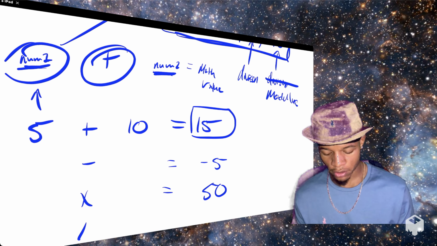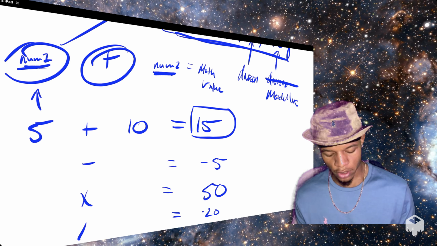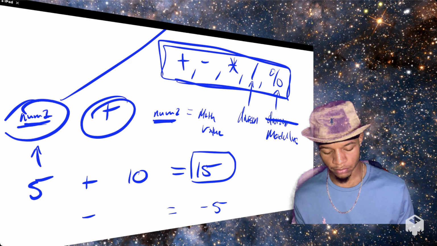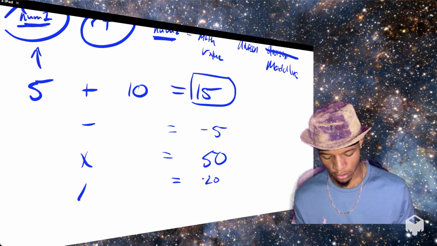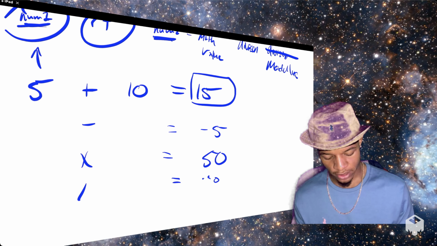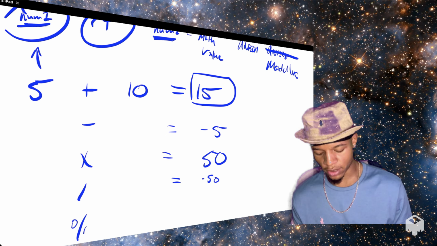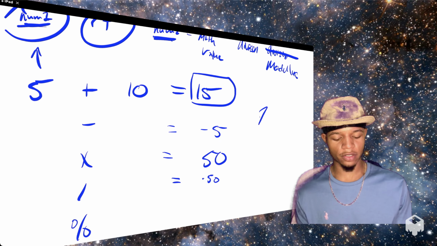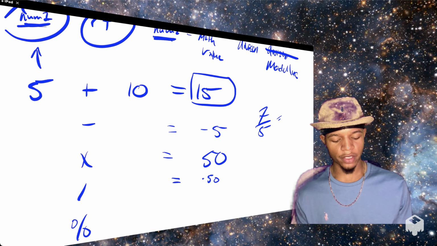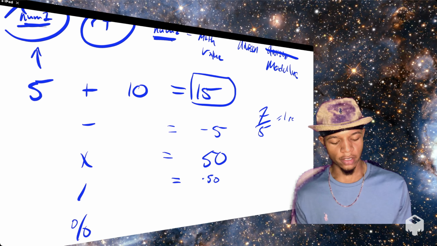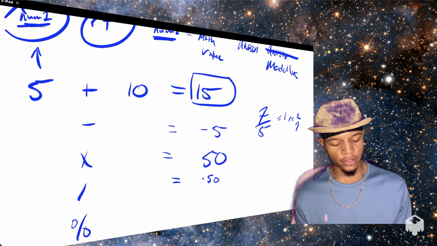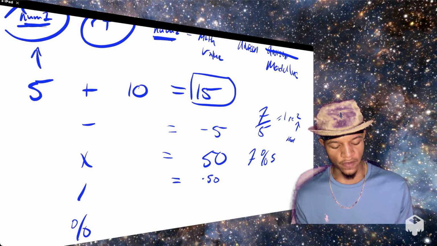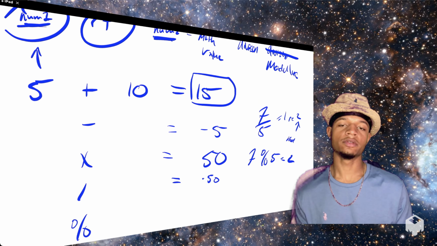The division one would get us a result of 0.5 in JavaScript. And then the modulus. So what is the modulus? If I was to do 7 divided by 5, I would get 1 with a remainder of 2. The remainder value is the modulus. So if I said 7 mod 5, I would get back 2.